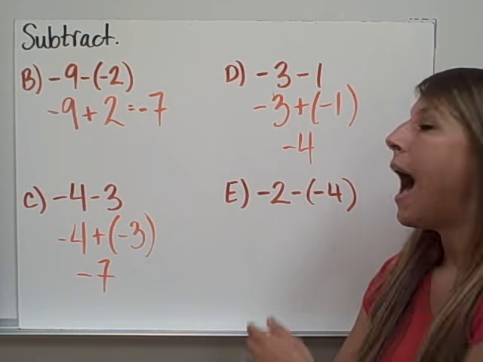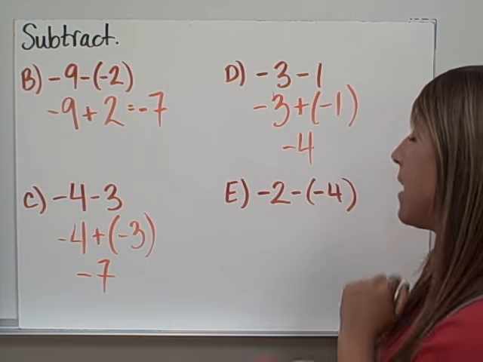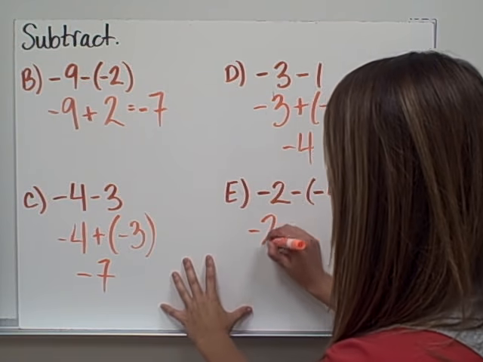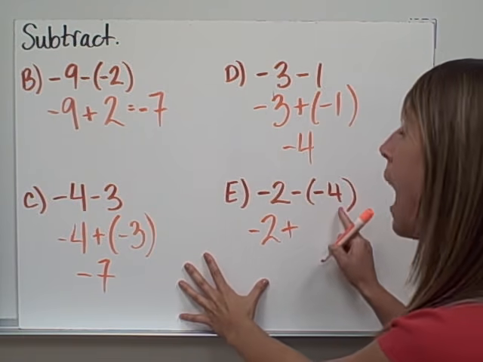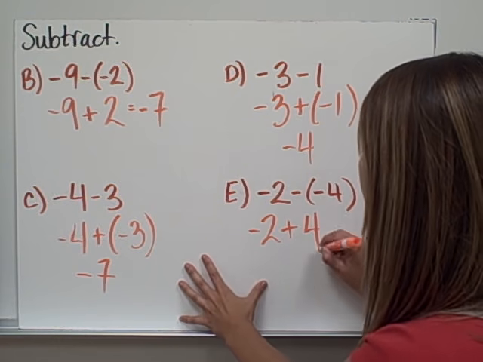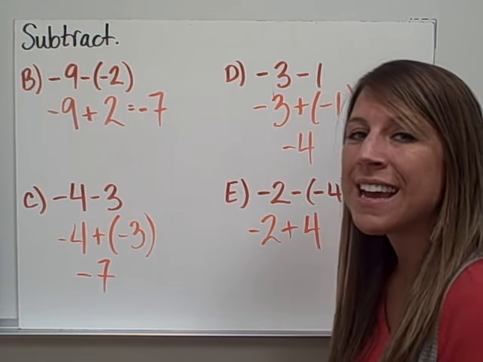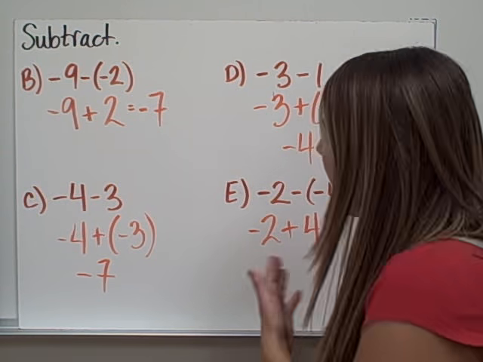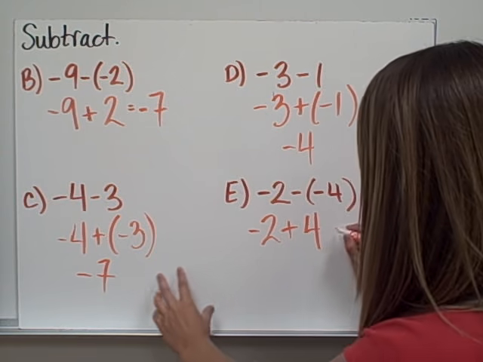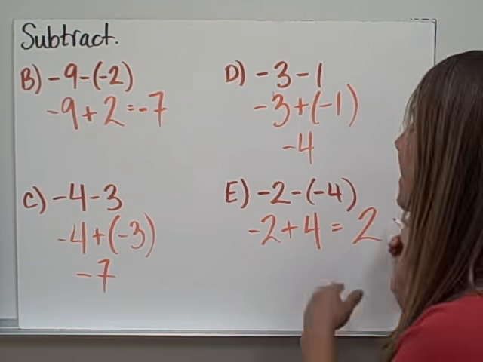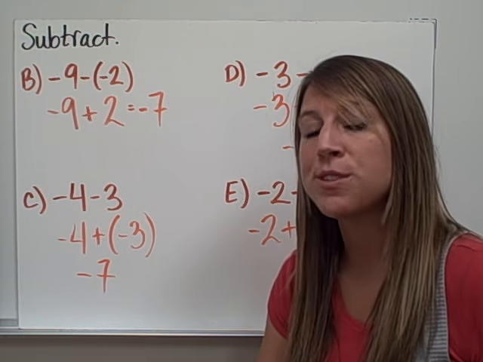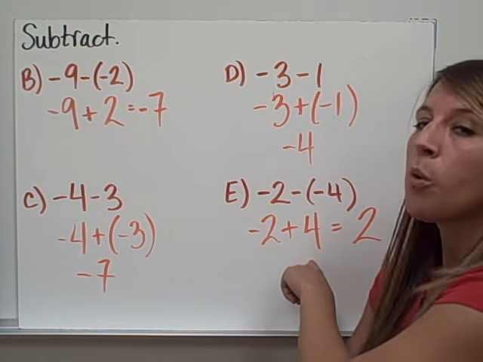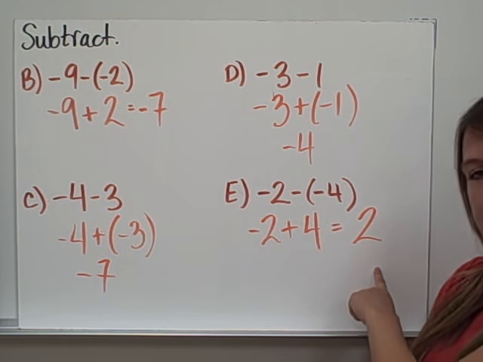And lastly, I have -2 minus -4. I will say, well, -2 plus the opposite of -4 is 4. Now I'm adding. Signs are different, so I find the difference. The difference between 4 and 2 is 2. And I take the sign of the number with the largest absolute value. That number is 4. 4 is positive, so my answer remains positive.